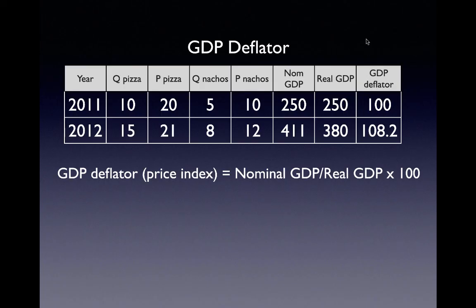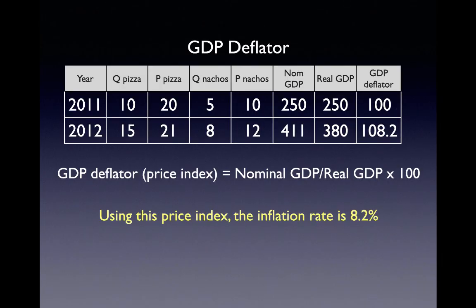If we went backwards in time and we had some inflation, the year before might be 98 or something, and so on, we can keep going back in time. It's just that 100 is going to be based around the base year. And then if we have inflation going forward, it's going to be something higher than 100. So next year, nominal went up to 411, real went up to 380, take the ratio, times 100, 108.2. So now it's the percent change in the index that gives us a measure of the inflation rate. So according to this measure, inflation is 8.2%.